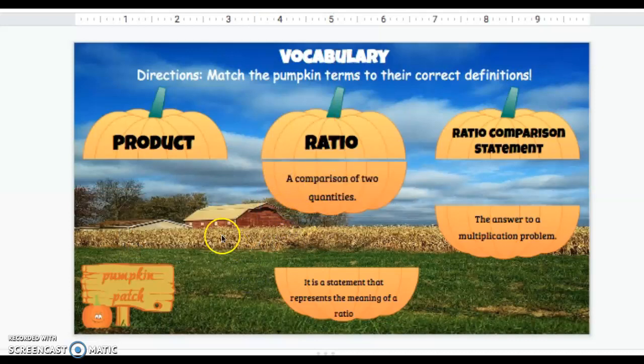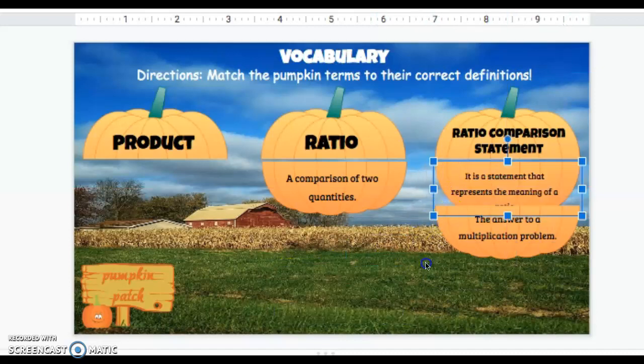Okay. Then we have a statement that represents the meaning of a ratio. Well, ratio comparison statement has the word statement. A statement is just another way of saying a sentence. Okay, so it's the sentence that represents the ratio we just wrote.